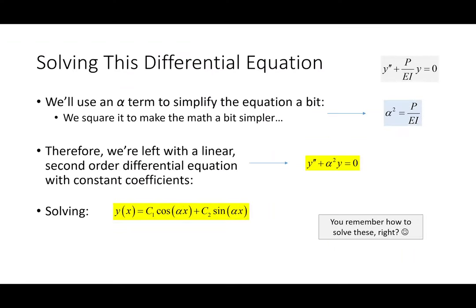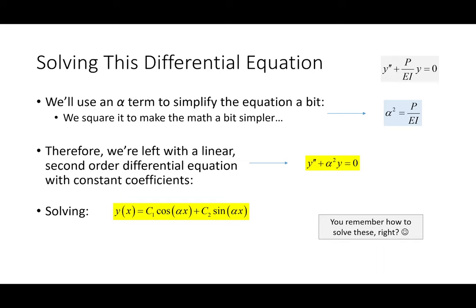All right. So just so you're aware, the reason why I'm calling this P over EI alpha squared is because the solution has an alpha in it. So I was wanting to avoid square roots in the final answer. Is everybody with me on that? But to be clear, alpha is just the square root of P over EI. That's really all alpha is. So is everybody with me so far?